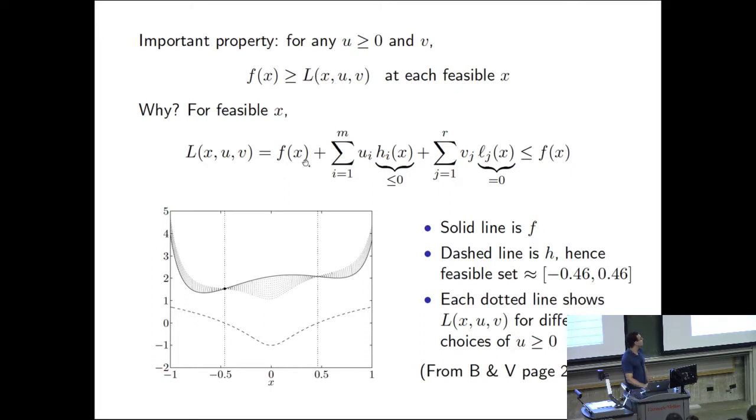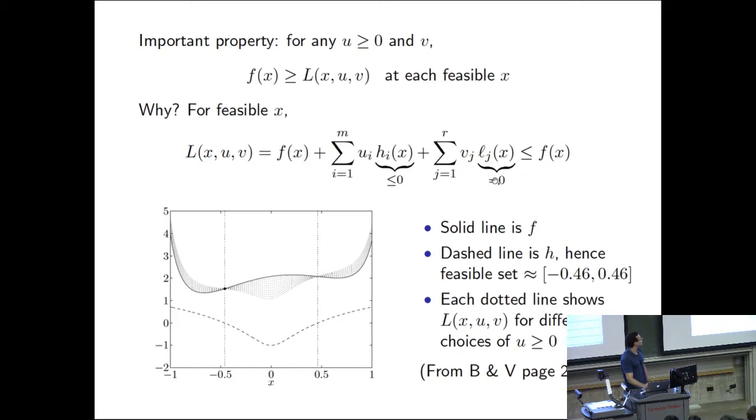Okay, and the rationale is the same as before. At feasibility, each one of these hi's is less than or equal to 0. This ui is bigger than or equal to 0, right? So this whole sum is less than or equal to 0. And at feasibility, each one of these lj's is equal to 0, so this whole thing is equal to 0.